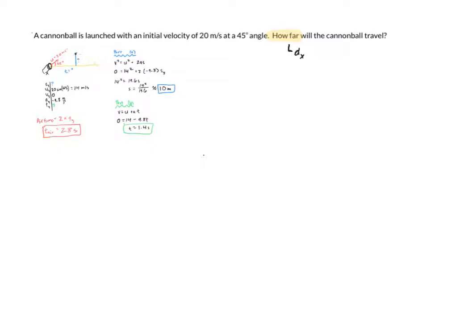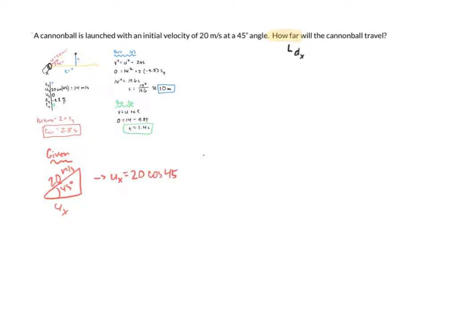So my givens here are that the initial velocity of the cannonball is 20 meters per second, and it's at a 45-degree angle. So let's go ahead and draw that in. We have 20 meters per second, 45 degrees, and I can go ahead and solve for my initial velocity in the x direction because I know that ux is going to equal 20 times the cosine of 45.